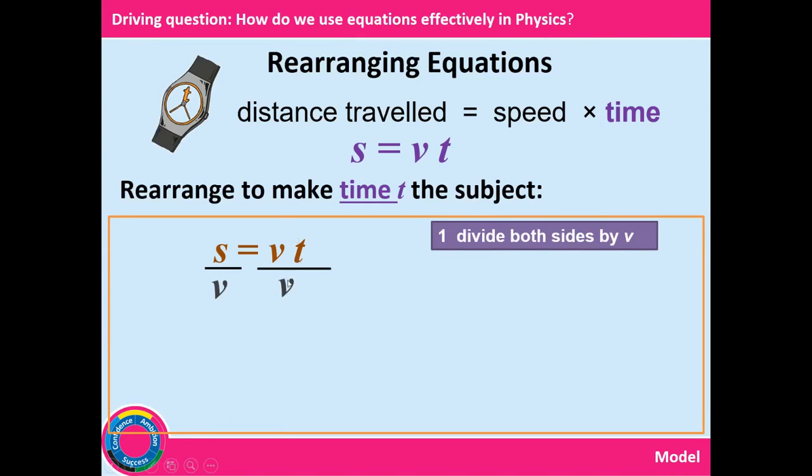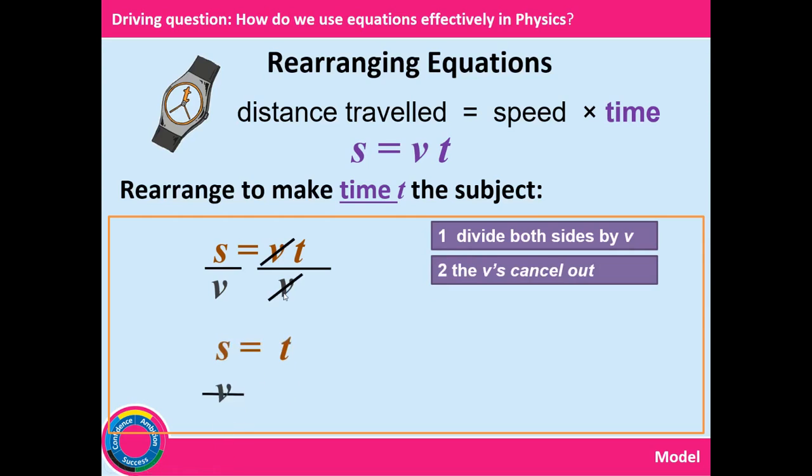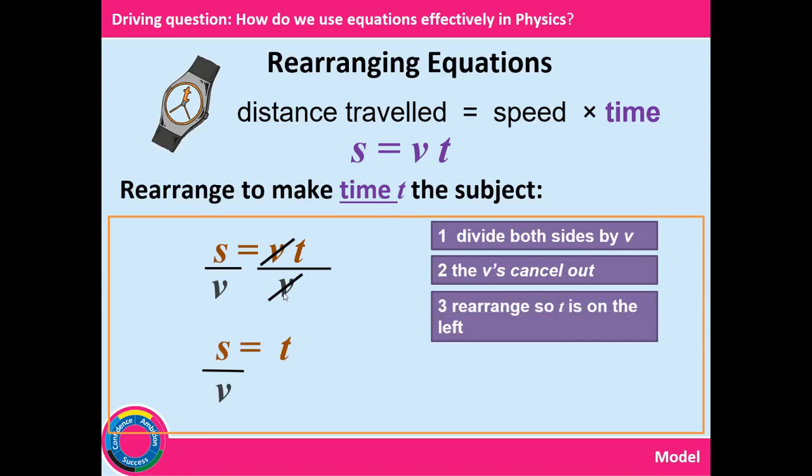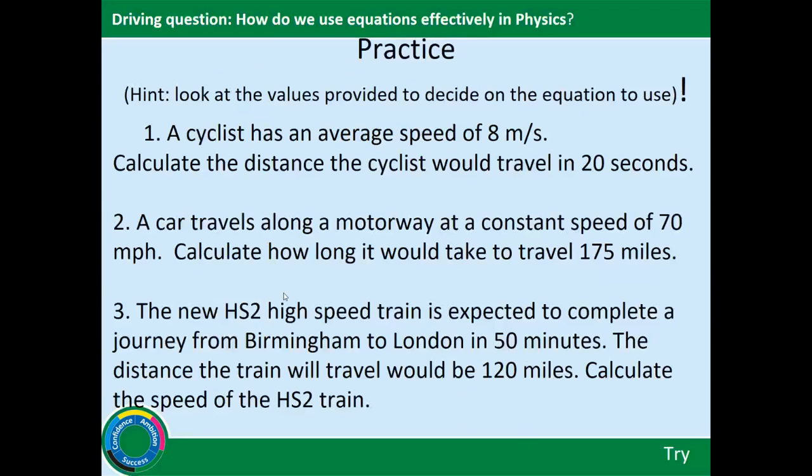We find out that on the right hand side, there's V in the numerator, V in the denominator, so the V's cancel out. Now the V's cancel out, you're left with S divided by V equal T. All we need to do is rewrite the equation such that T is on the left.